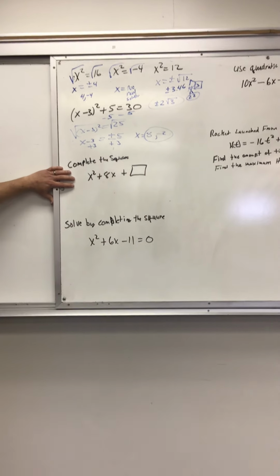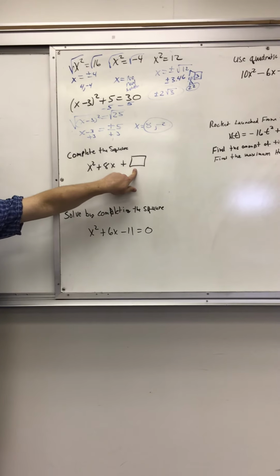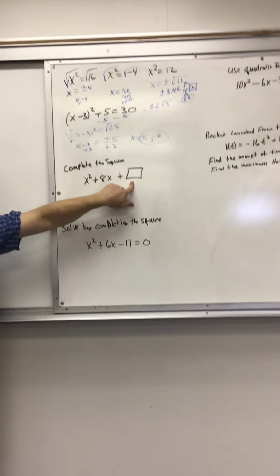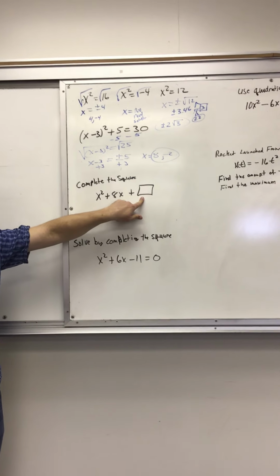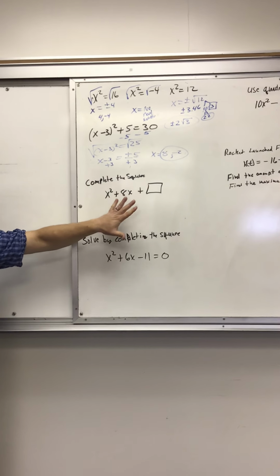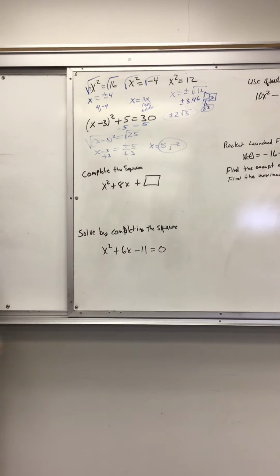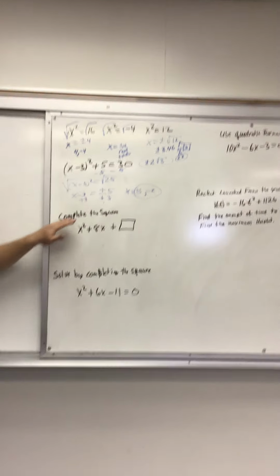Next one's going to ask you to tell me what goes in this blank by completing the square. This will be an even one, so it'll be easy on the test. So this will be even. Okay, so all I do is I take and complete the square.